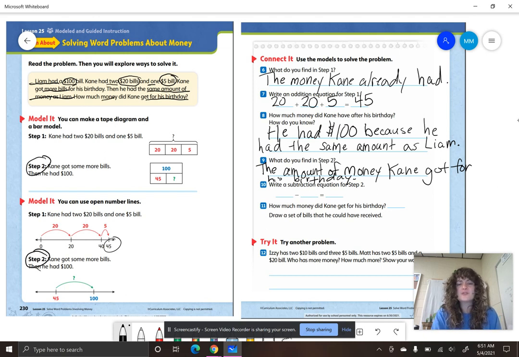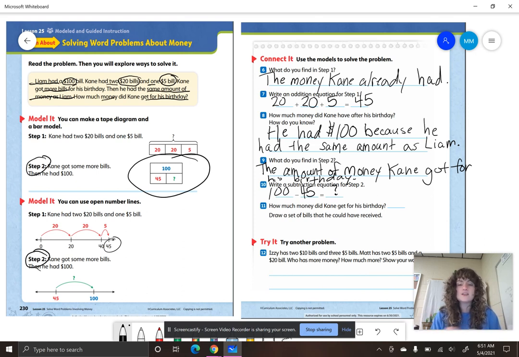All right, so number 10 says to write a subtraction equation for step 2. Smarties, let's look at our bar model. Remember, if I know my fact family, I can create 2 addition problems and 2 subtraction problems with my parts and my whole. When I subtract, what do I start with? I start with my whole. In my bar model, what is my whole, Smarties? 100. And what is the part that we know? 45. So when we take away the part that we know, we're going to find the part that Kane got for his birthday. All right, so we need to solve this problem.